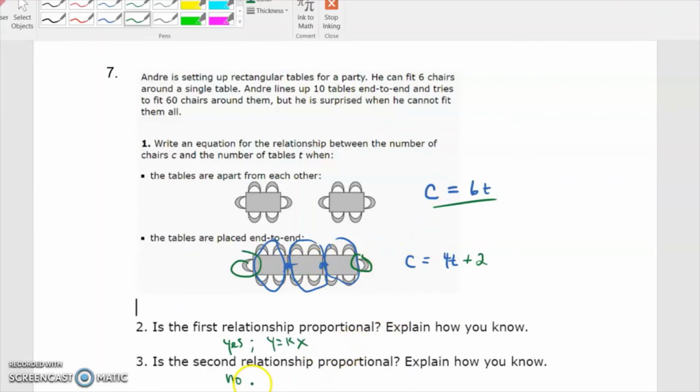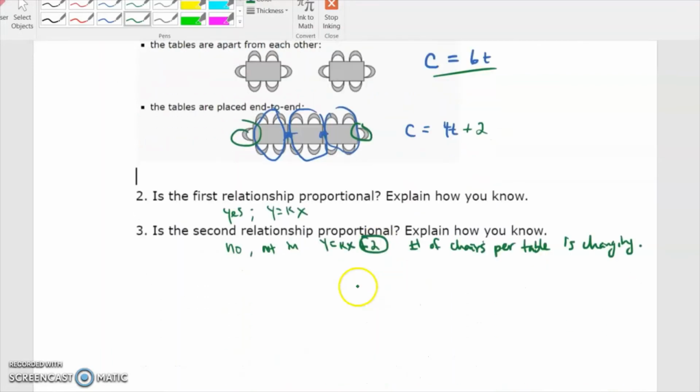It's definitely not in y equals k times x form. It's got something added to the end. It had plus 2 added to the end. And that doesn't fit this equation that we've been talking about. The number of chairs per table is changing depending on how many tables you have.